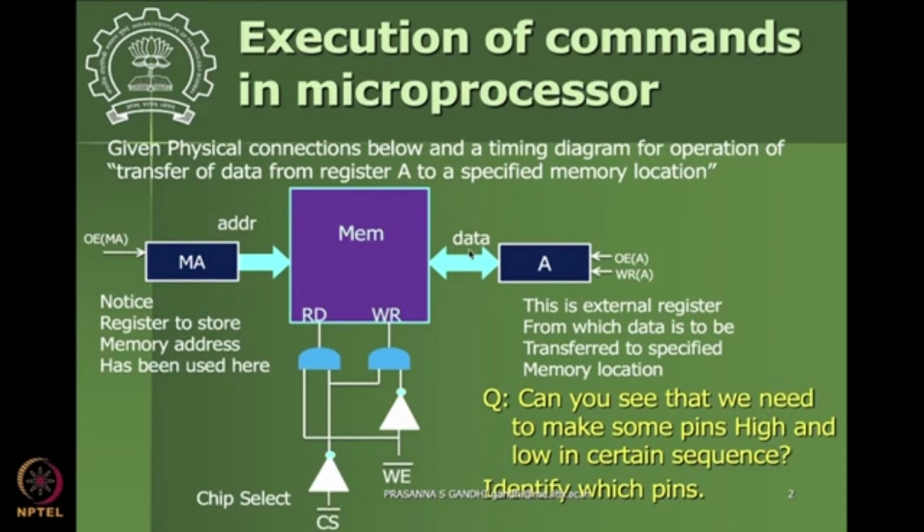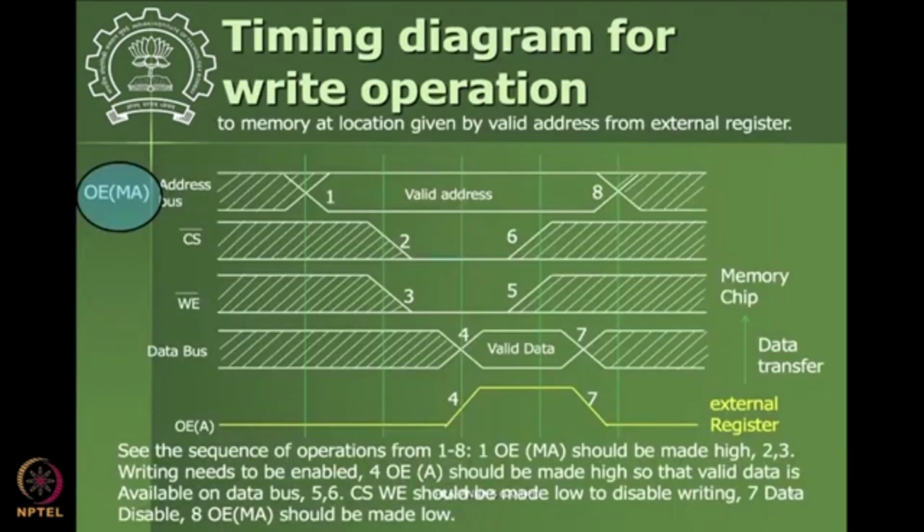So how do you get the data on the data bus? The same way: you make the output enable pin high, and then the data from register A will be available on the data bus. This will be captured in the timing diagram, as we have seen in the last class, in this fashion. You see that here this is the output enable for the memory address, and then there is the output enable for the data register. So these are a sequence in which the operation needs to happen.